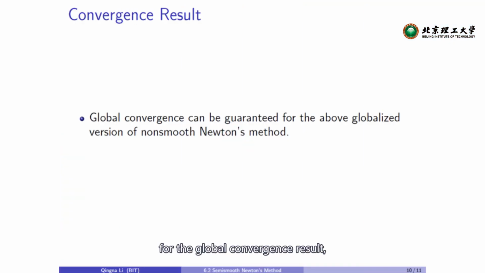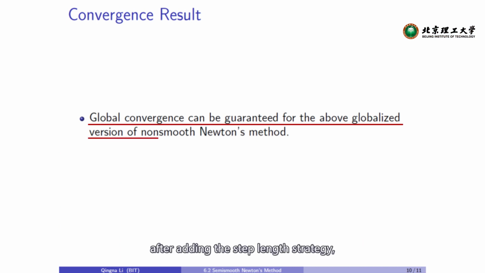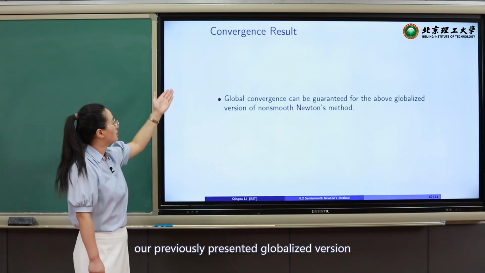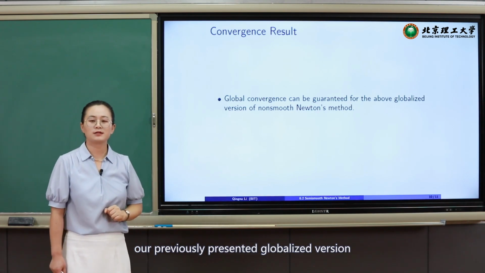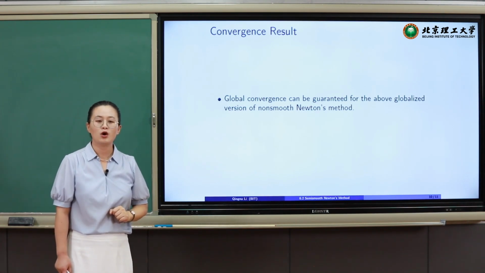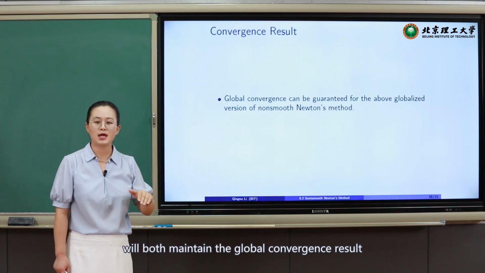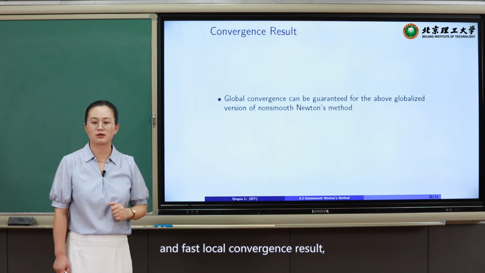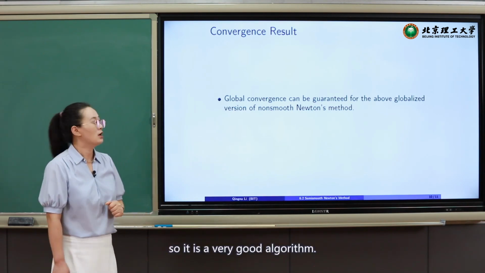Now, for the global convergence result, after adding the step length strategy, we can guarantee the global convergence for the previous globalized version of semi-smooth Newton's method. To make a brief summary, our previously presented globalized version of semi-smooth Newton's method maintains both the global convergence result and the fast local convergence result. So it is a very good algorithm.